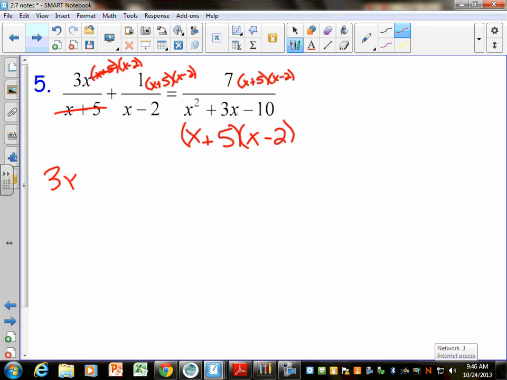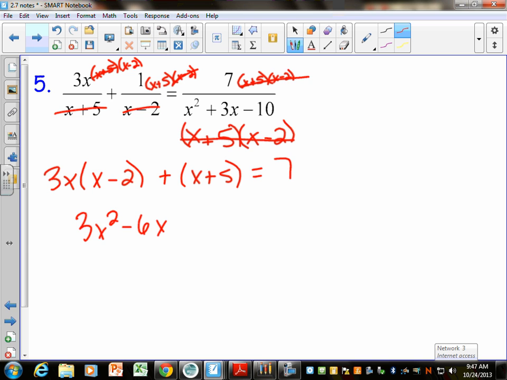I'm going to show some extra work on this one. The x minus 2 cancel, so I get plus x plus 5. And then this side, everything cancels, and you get 7. Minus 5x, and then if we subtract 7 over, we get minus 2.